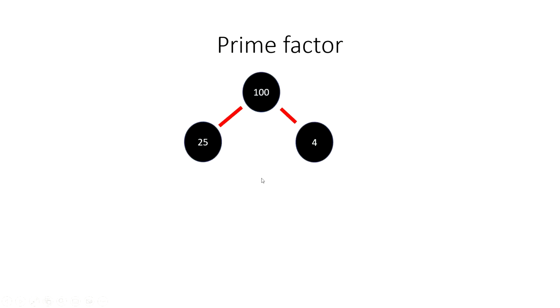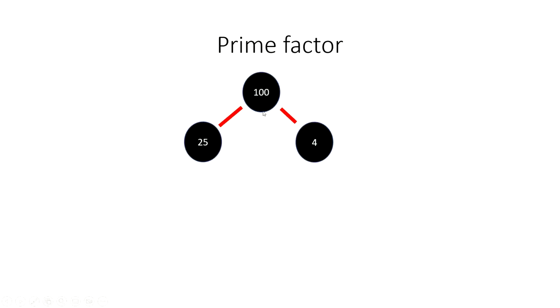Doesn't matter which ones you pick. You can choose 50 and 2, 10 and 10, and if you're silly enough, 100 and 1. Because then you're still at 100, and 1 isn't prime. Yeah, don't pick 100 and 1, because it's pretty much pointless. So anyway, you have to go lower until you reach the prime numbers, okay?